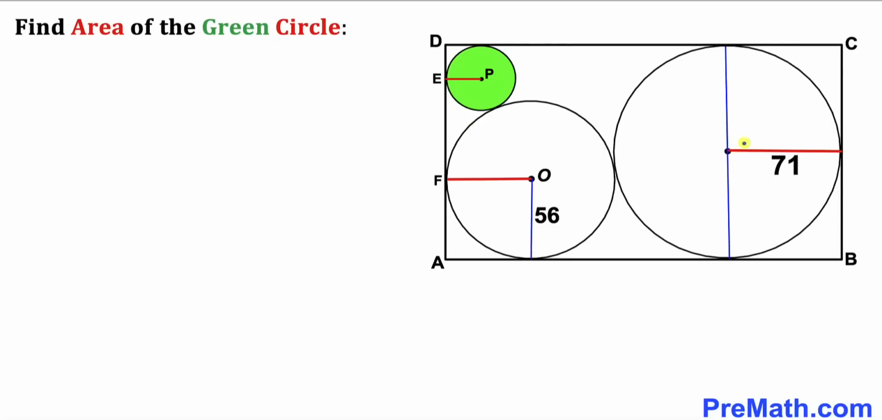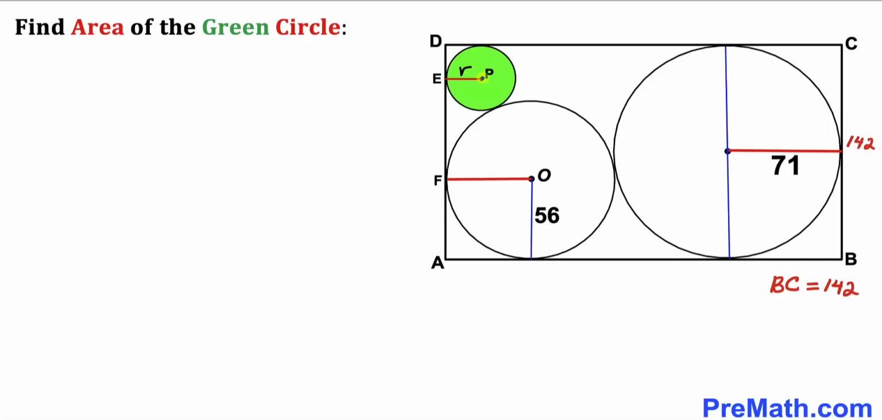Now let's focus on this largest circle first. We know the radius of this circle is 71. Since this one is a radius as well, 71 and 71, if we add them, that is going to give us 142. So that means this length BC turns out to be 142 units. Now let me label this green circle's radius as R.